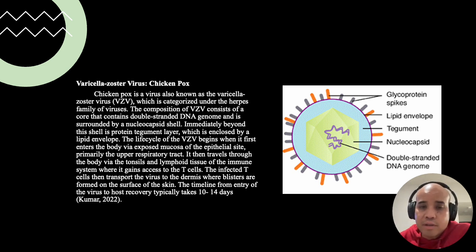So listed here on this first slide is the model or diagram of it that we're familiar with from class. So just to break it down, the middle of it is a double-stranded DNA genome. It's immediately surrounded by a nucleocapsid, and then right out the outer layer of that is a tegument, and then the lipid envelope.